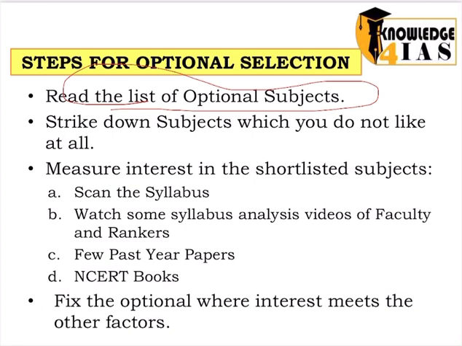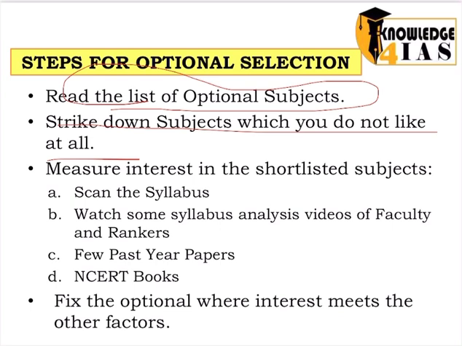Now the second step is to strike down the subjects which you do not like at all. Striking down is easier in comparison to choosing something. So first of all, strike down. For example, I am a lawyer, so naturally I will not choose medical science, I will not choose mathematics. So first strike down all such subjects.